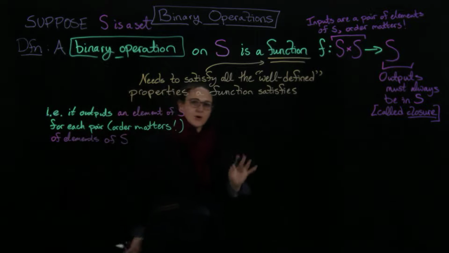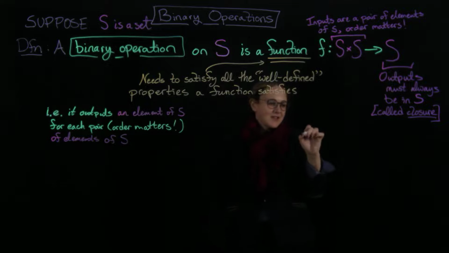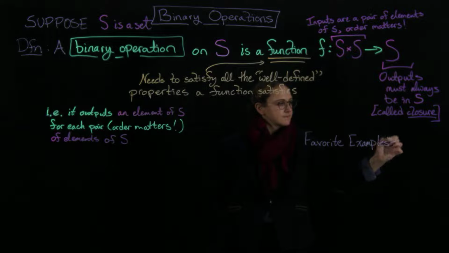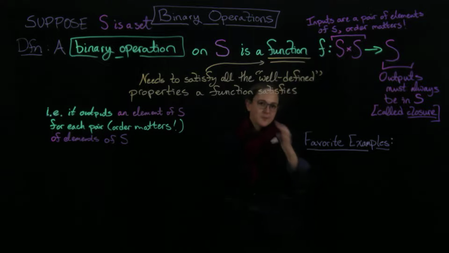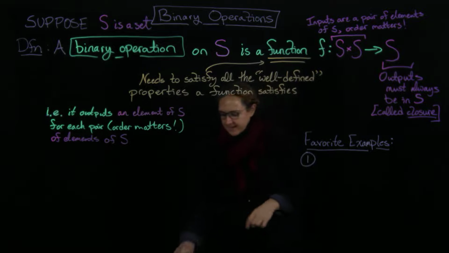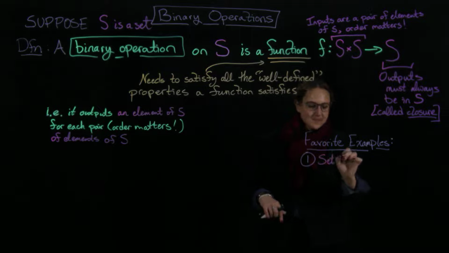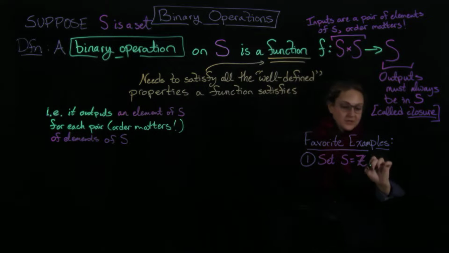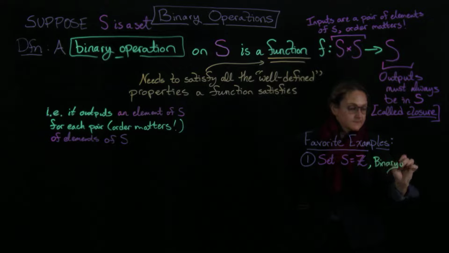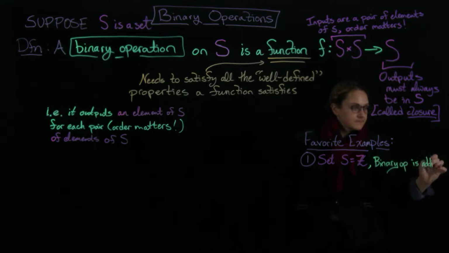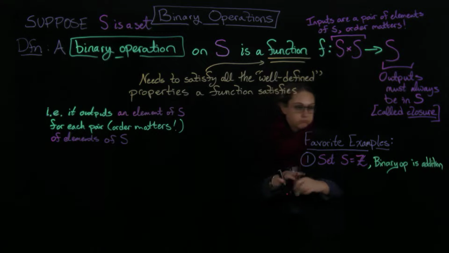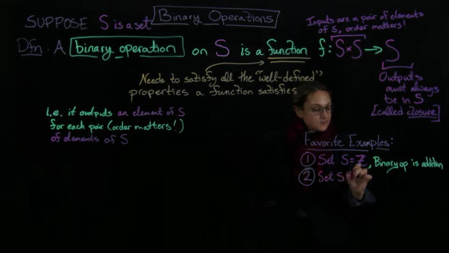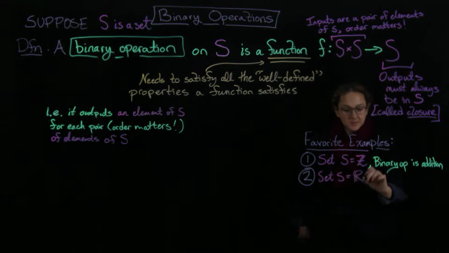Okay, so let's think of our favorite examples, which we didn't even know yet. One would be our set S equals the integers, and our binary operation equals addition. We don't even need to restrict to the integers. Maybe our set S is equal to the real numbers, and our binary operation is multiplication.